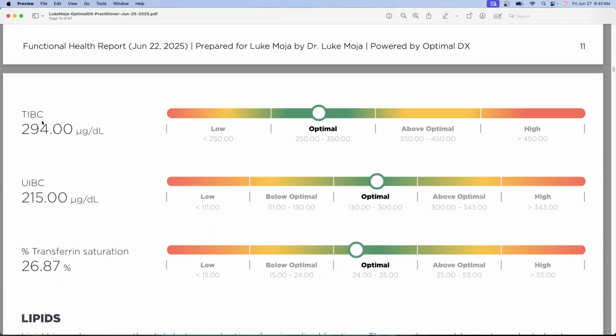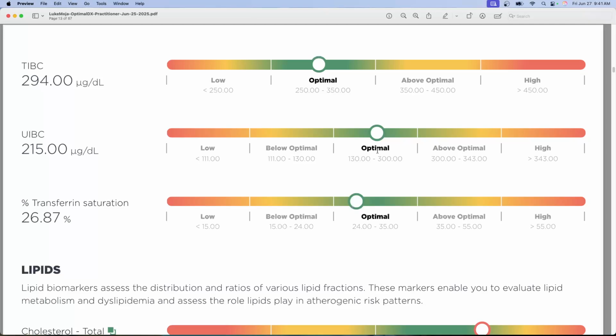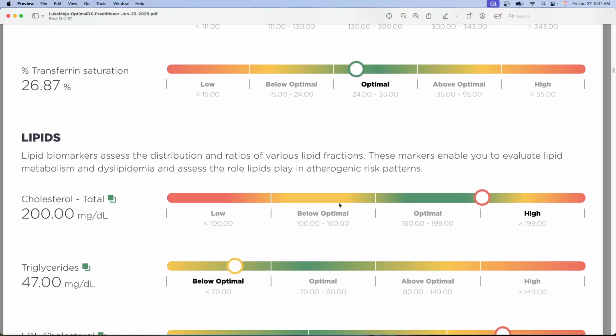So this is total iron binding capacity. This is how much capacity your body has for iron to bind to receptors. Mine's in the optimal range. If my iron levels were high, that might be low because I'd have less iron binding capacity since my iron was already high. If my iron was low, that number could shoot up since I have more binding sites for iron that aren't being used. UIBC, another iron binding marker, is in the optimal range, so that's good. So is transferrin saturation. This is my iron saturation level, again in the optimal range, so glad to see that.